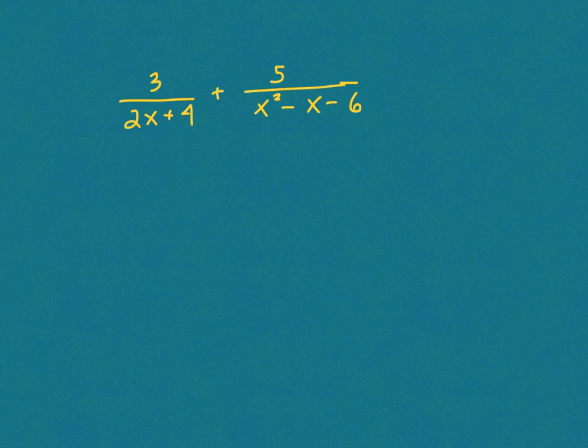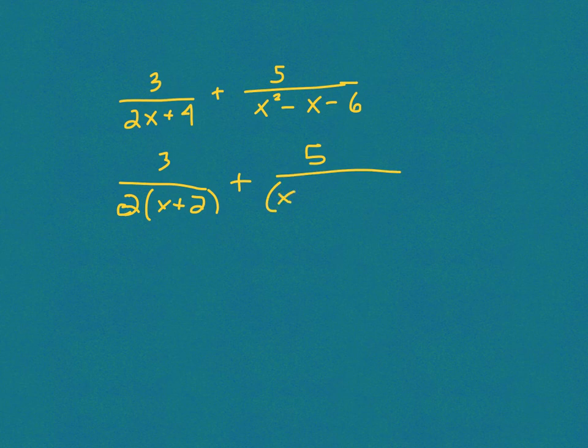Let's find the factors. So the bottom of the first, we can factor out a 2. Sorry, this isn't so clear. And for the second fraction, we can factor that into two binomials, x minus 3 times x plus 2.